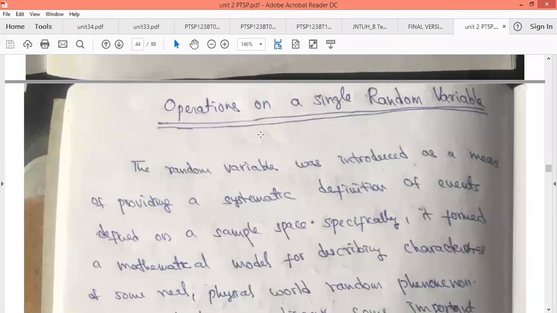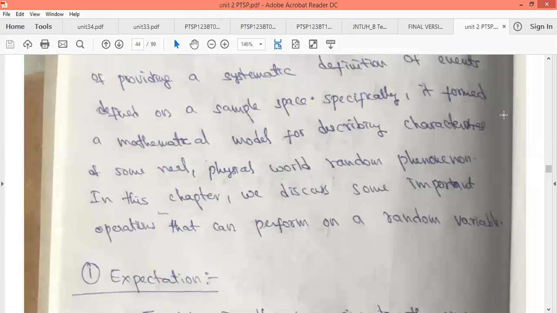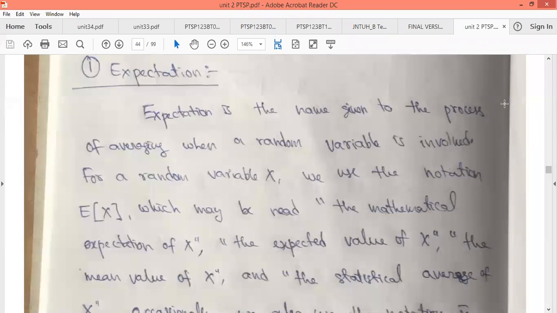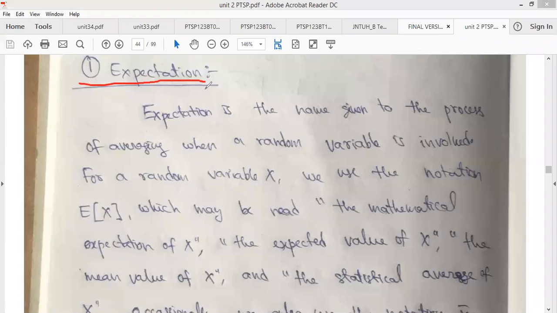So here we are revising operations on a single random variable. We are taking only one random variable. What are the different operations that can be performed on a single random variable? The first operation is expectation. Expectation is the name given to the process of averaging when a random variable is involved.